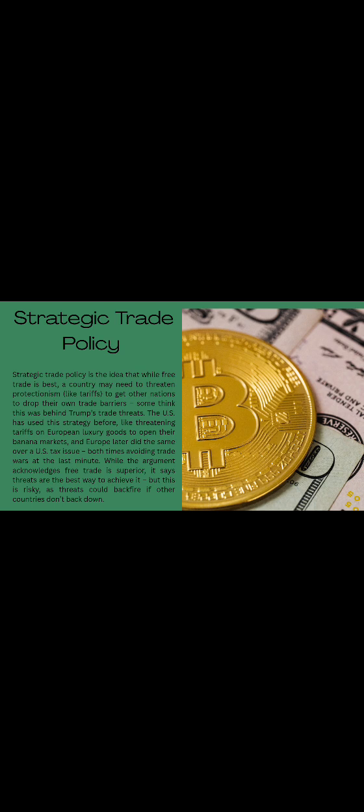If things go wrong, can protectionism save free trade? The US threatened to put high tariffs on European luxury goods. Europe risks losing access to US consumers. Europe agrees to open its banana market.